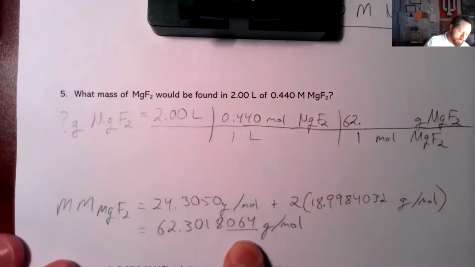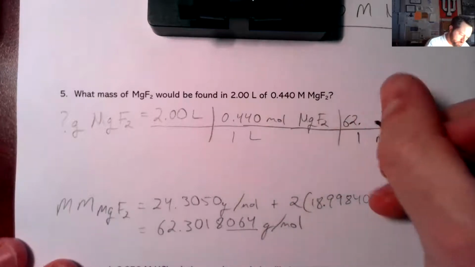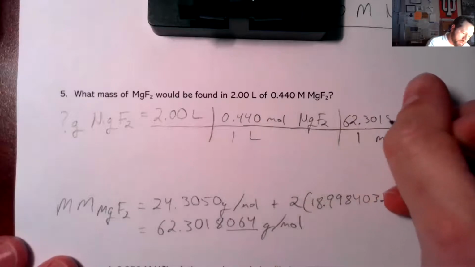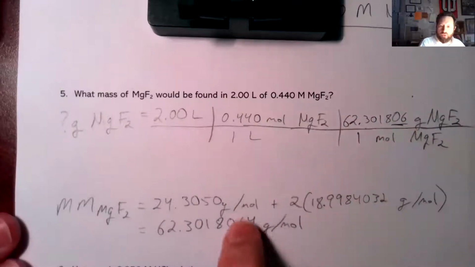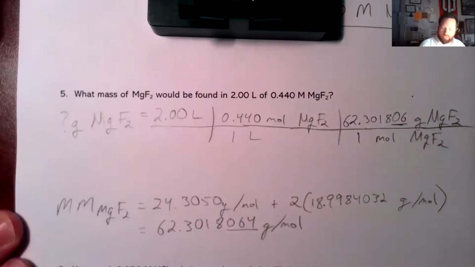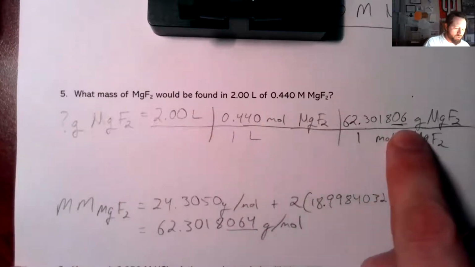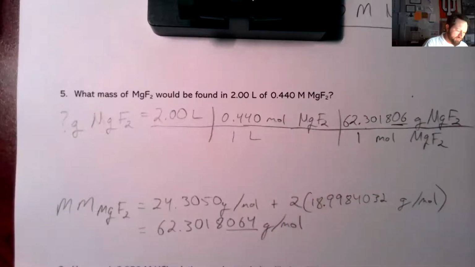I'll bring that molar mass up here. That's grams per mole. So 62.301806 grams per mole. And I carry at least 2 digits. That's my general rule. I know I've got 3 there, but I only need to carry 2 of them. Hopefully that 4 doesn't come into play anywhere. So at least 2 digits. There's my carried digits. Underlined, they're not significant.